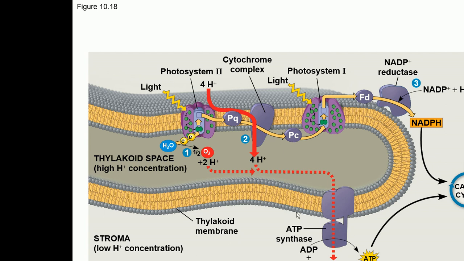So ATP is produced in stroma, NADPH is also produced in stroma, and the Calvin cycle also takes place in stroma, because these two forms of energy are produced in the stroma.